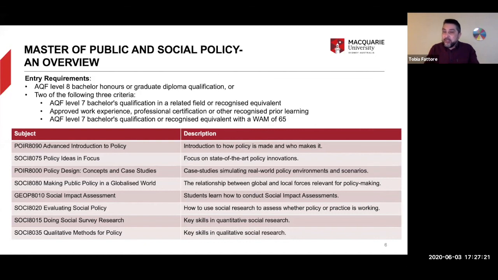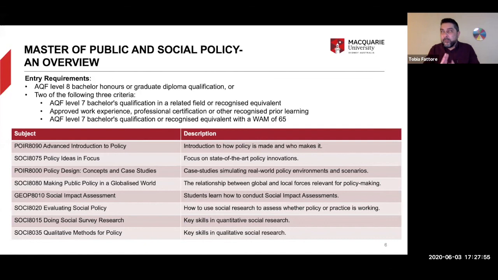So essentially, you find while social impact assessment is about predicting the impacts of something, evaluation gives you the skills to learn whether something is working or not, and therefore potentially to change it. Now, doing social survey research is about those quantitative social research skills. So for example, you learn how to design a social survey, the appropriate principles of random sampling, and also you learn how to do statistical analysis.